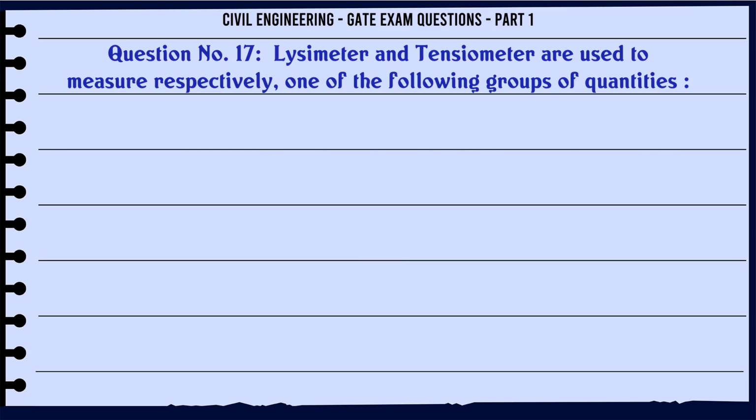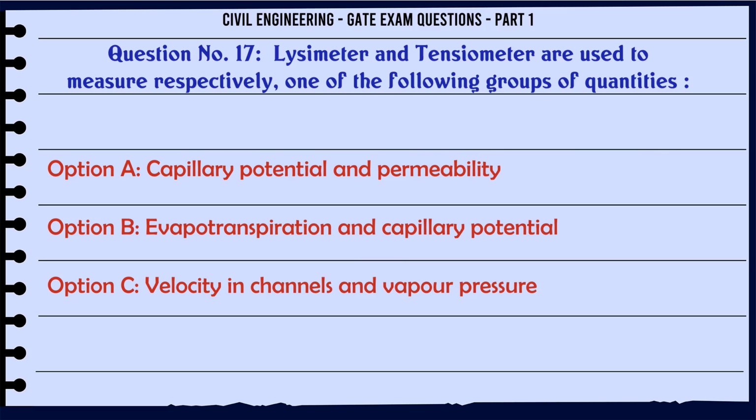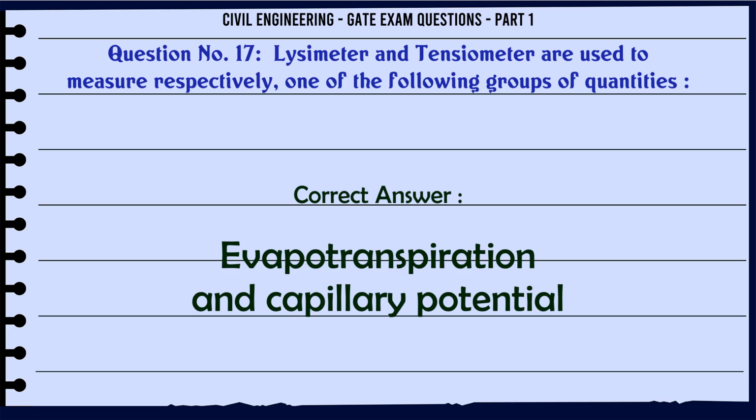Lysimeter and tensiometer are used to measure respectively one of the following groups of quantities: A. capillary potential and permeability, B. evapotranspiration and capillary potential, C. velocity in channels and vapor pressure, D. velocity in pipes and pressure head. The correct answer is evapotranspiration and capillary potential.